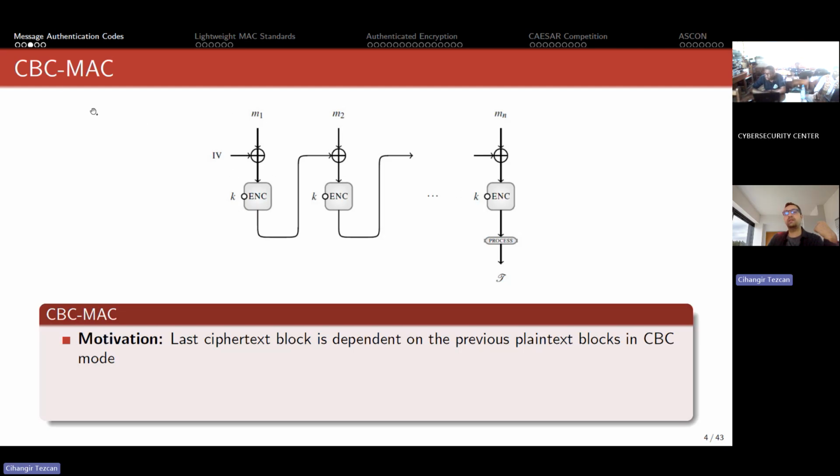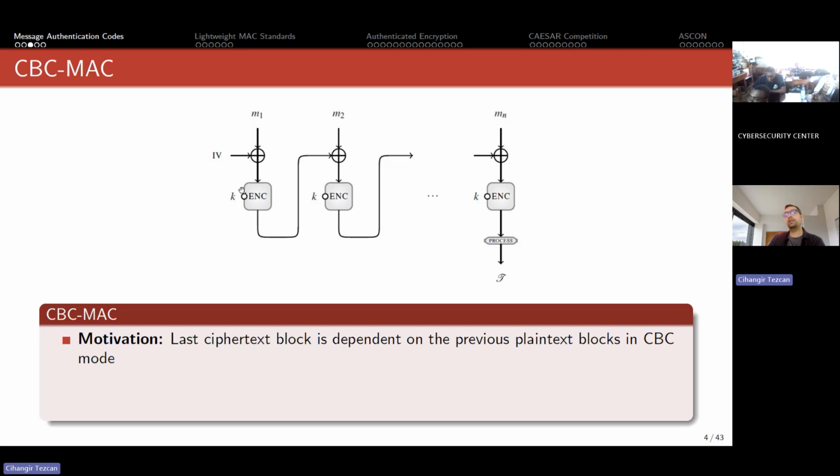Recall that in the CBC mode of block ciphers, you encrypt blocks one by one and produce the ciphertext block here, but also XOR it here. But since this is not an encryption, you do not provide any outputs here. You encrypt this in a serialized way, and then perform a finalization process and produce the tag. So when you send your message M, you send it with this T.